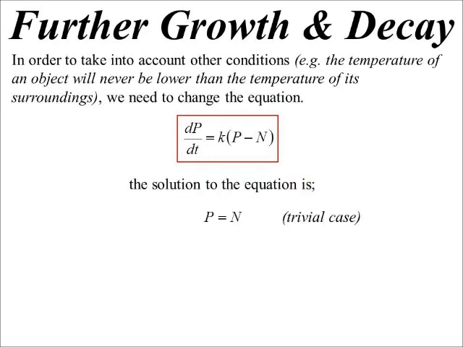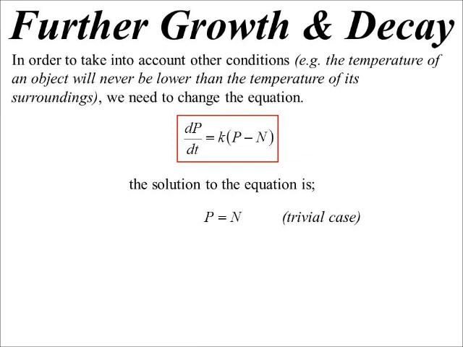There's actually two solutions. The first one we don't worry about. It's what's called a trivial case. If P was equal to N, the derivative would end up being 0. So it's just saying there's no change, and P would always be N no matter what. So that's a trivial possibility.